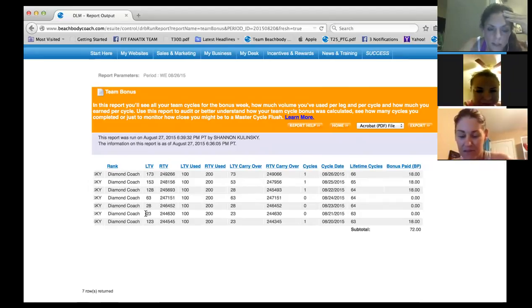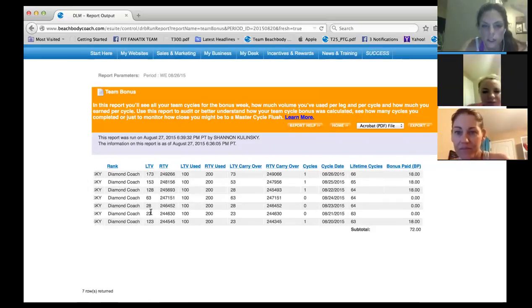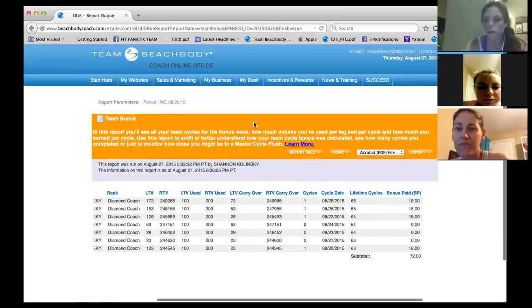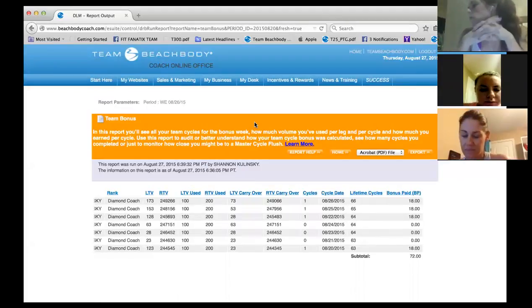Okay, like here, my left leg, the volume was at 23. But to get me to cycle, they took previous volume and put that in. So this way I would do 100 to 200. I'm guessing that's what it means. Okay, so that covers what's called the advanced rank plan.